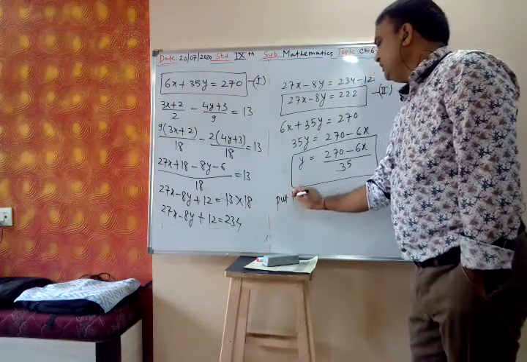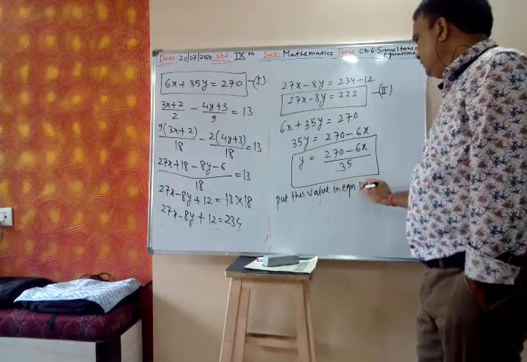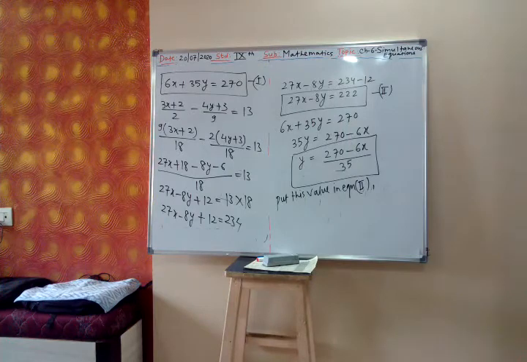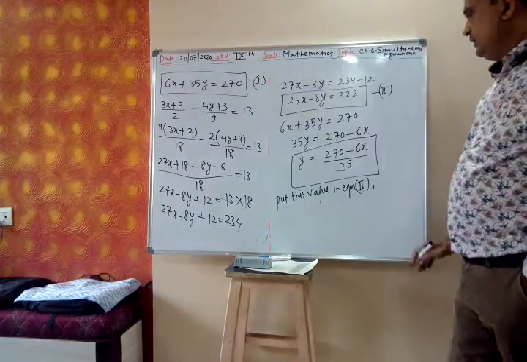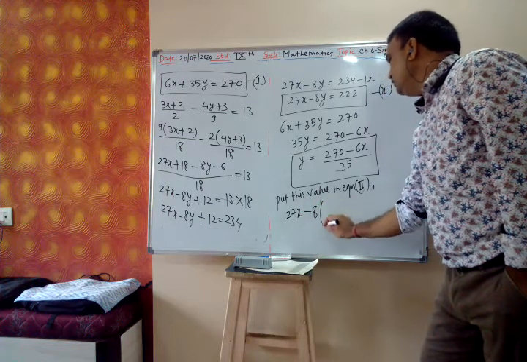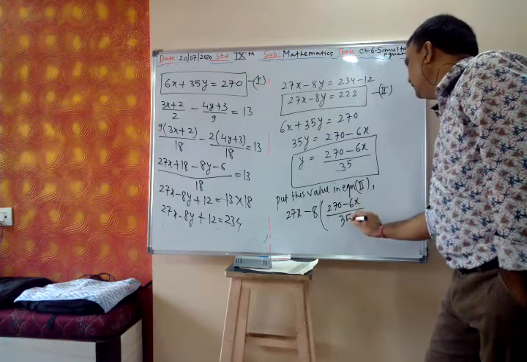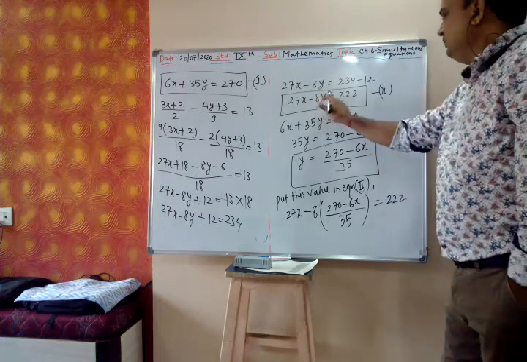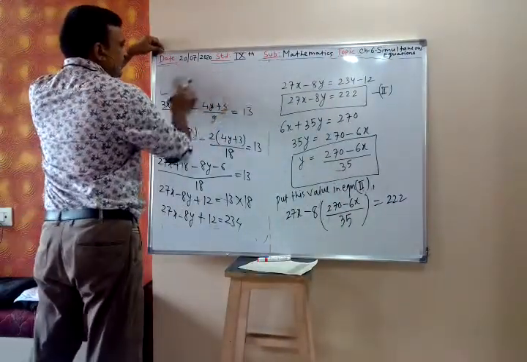Put this value in equation 2. So 27x minus 8 into y, which is 270 minus 6x upon 35, is equal to 222. Replace y by this value. Now we open the bracket and simplify.